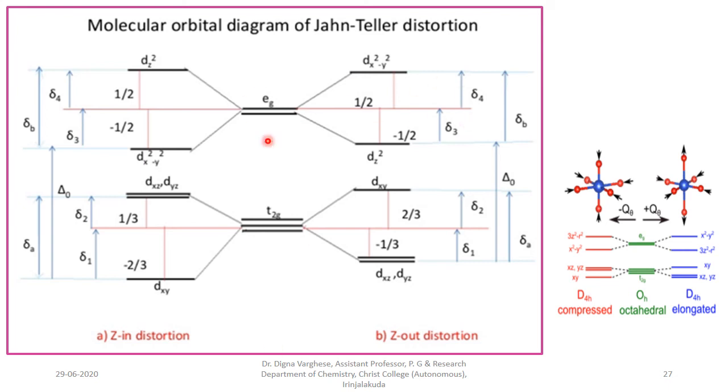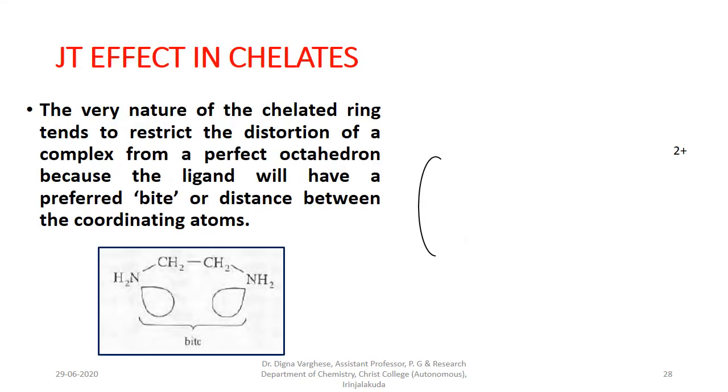Molecular orbital diagram for the Jahn-Teller distortion. The combined form, one is Z-in and the other is Z-out distortion. We have already discussed this. Jahn-Teller effects in chelates. No discussion of the Jahn-Teller effect in coordination compounds would be complete without including the special features of chelated compounds.